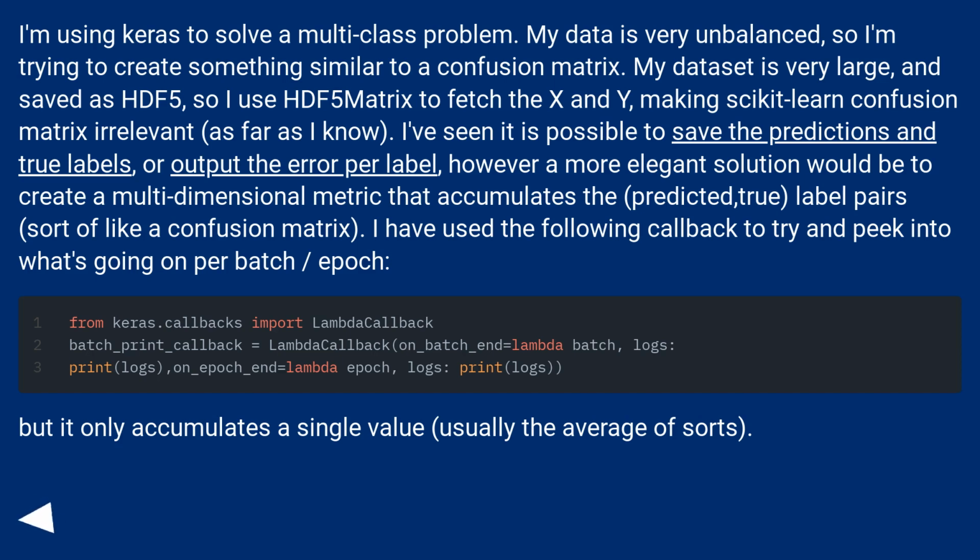I have used the following callback to try and peek into what's going on per batch and epoch, but it only accumulates a single value, usually the average of sorts.